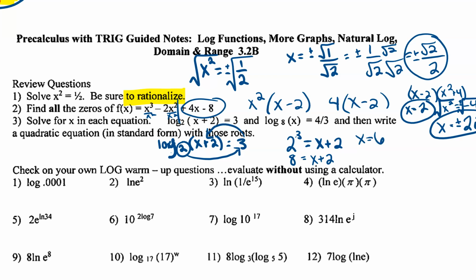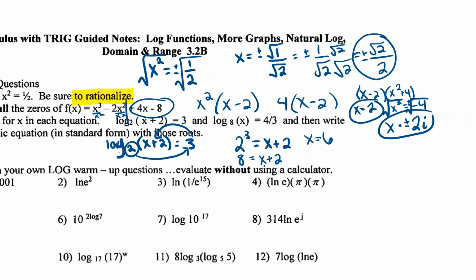And the next one, I do the loop method as well. I start with 8, I loop to the other side of the equal sign, so it's going to be 8 to the 4/3 power, then loop back to the other side of the equal sign, equals x. I think other teachers call that left, right equals the middle. So left to right equals the middle is what we have there.